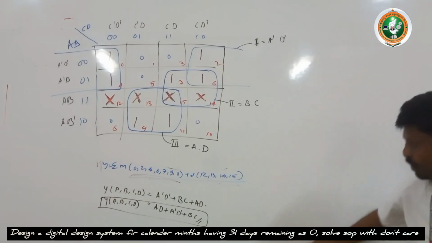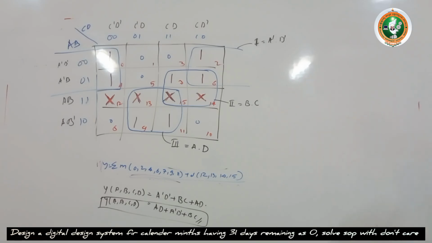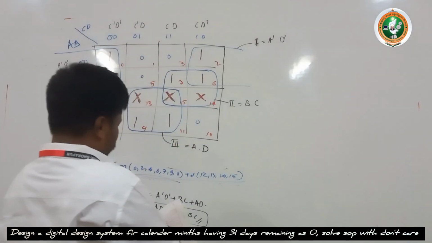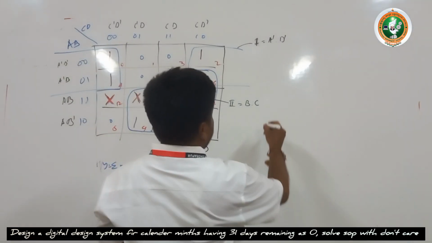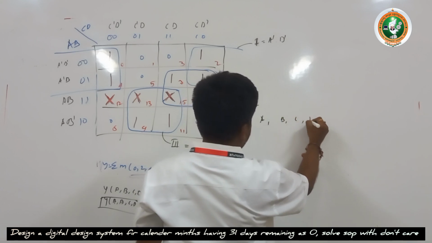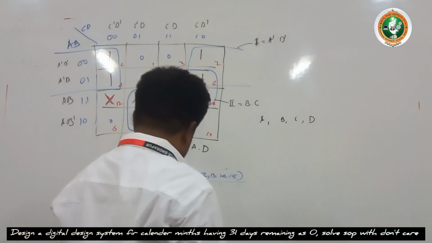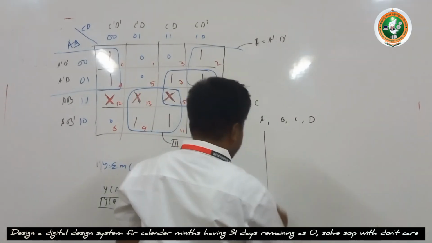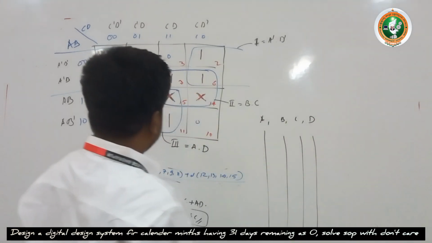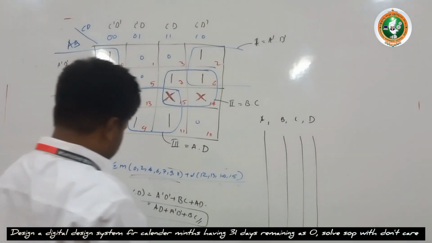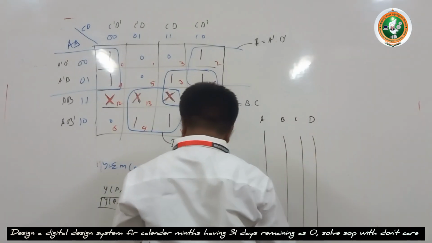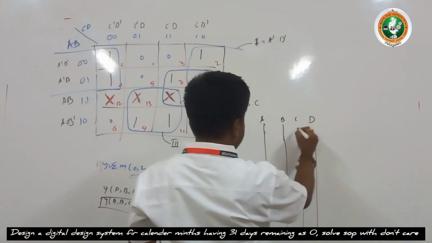Now I have to realize, meaning I have to implement this completely with the basic logic gates. How many inputs are there? Four inputs are there. Which are those? A, B, C and D are there. I take four lines here. Next, AD and A dash D dash.